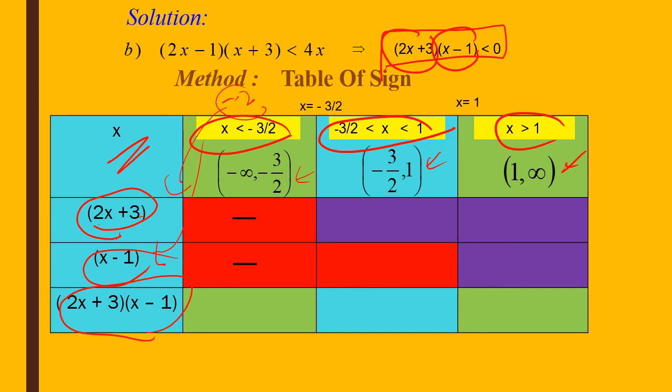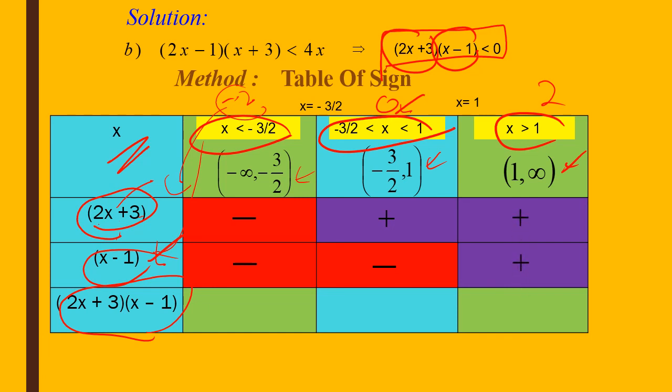How about the middle one? What value do we want to take? In between -3/2 and 1. The easiest one is 0. So substitute 0. This part will be positive. The one below will be negative. Okay, and for the last one, we can take the value of 2. Substituting 2 in each factor, we get positive for both.